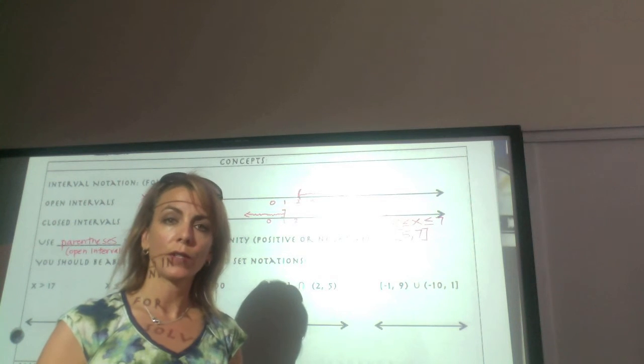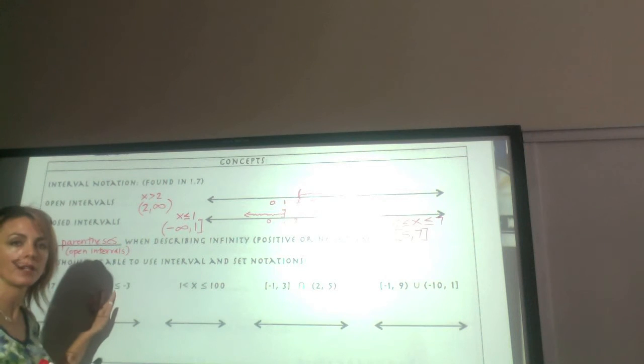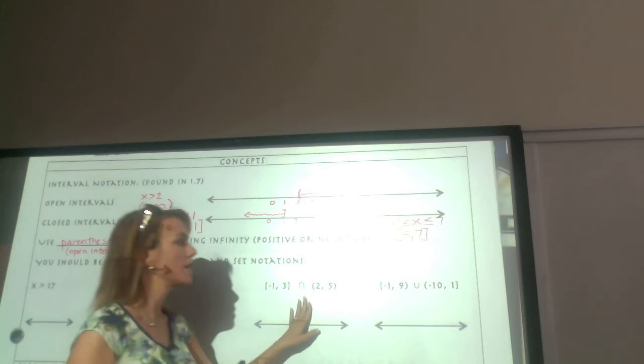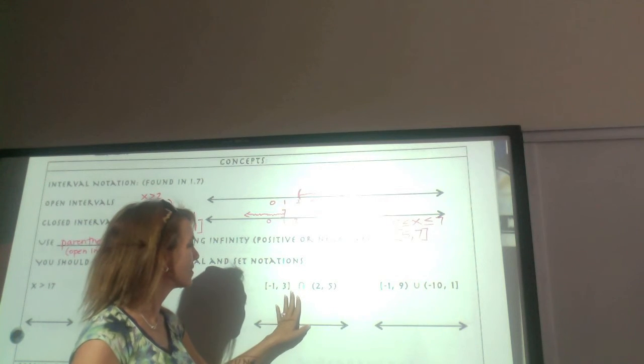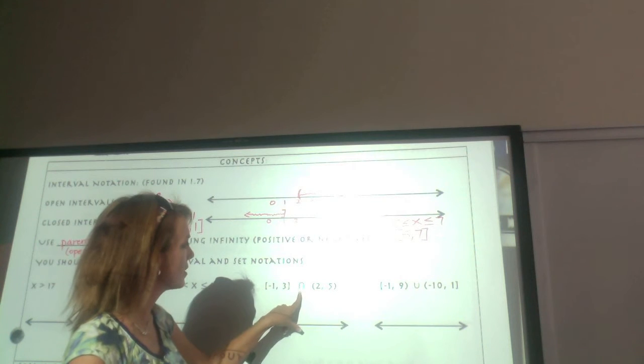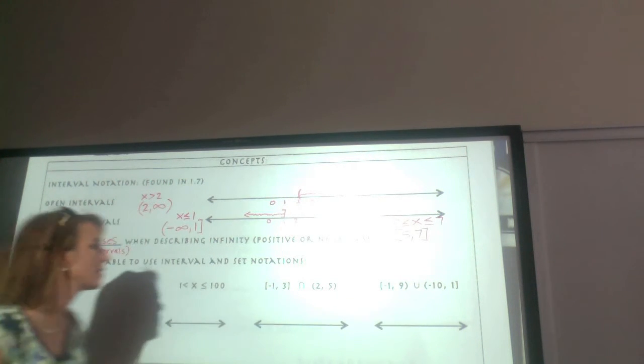So next we're going to talk about conversions between what's considered set builder notation and interval notation. And here we have some set operations, intersection of a couple of sets and union of a couple of sets. So we're going to look at these examples.